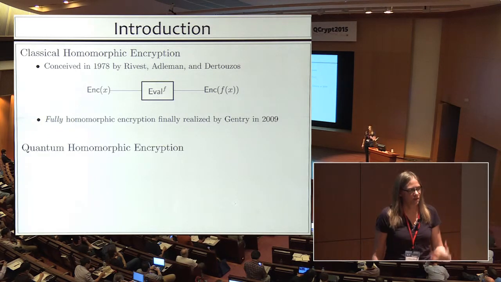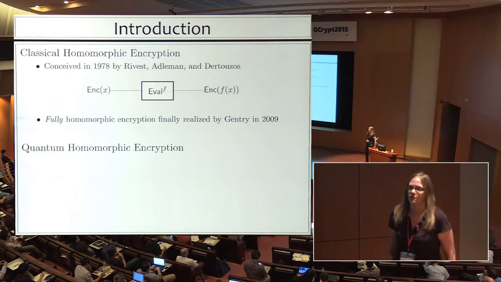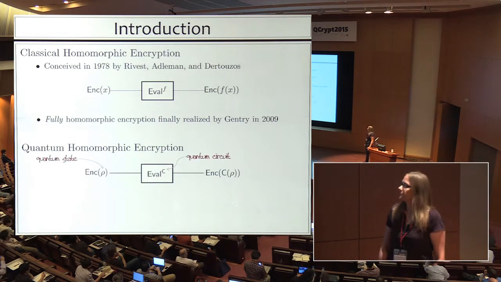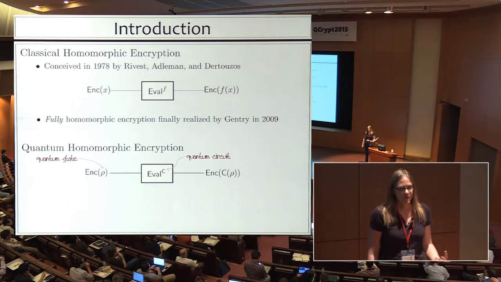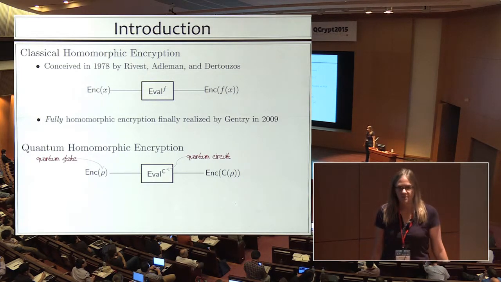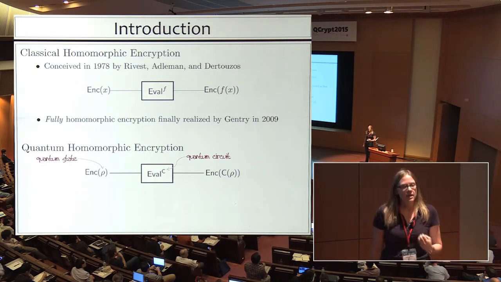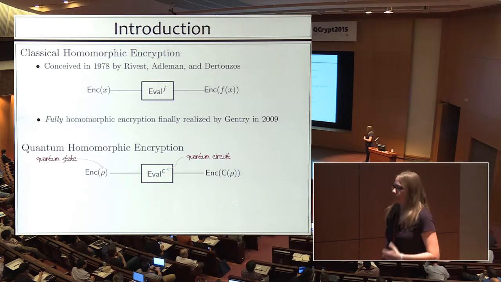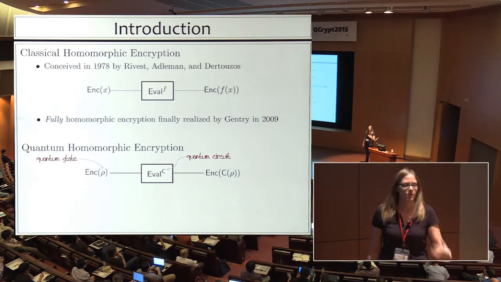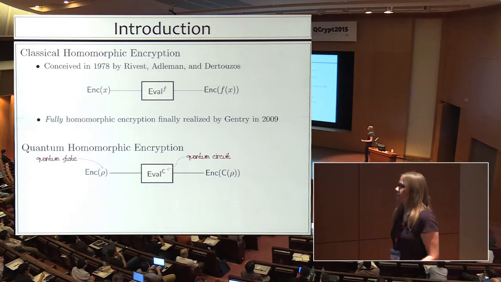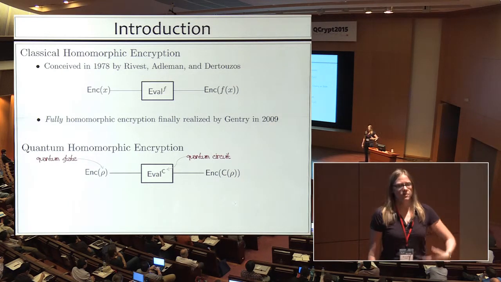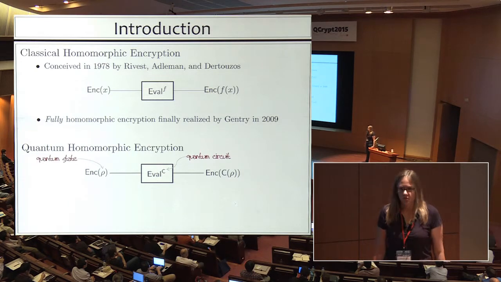I'm going to be talking in my talk about quantum homomorphic encryption, which generalizes this classical idea in two ways. So first, we want to be able to encrypt an arbitrary quantum state, and we want to be able to then evaluate any quantum circuit C, which implements some quantum channel, on the encrypted quantum state. So we want to be able to turn an encryption of some quantum state rho into an encryption of a quantum state that we would get from applying a quantum circuit C to rho.